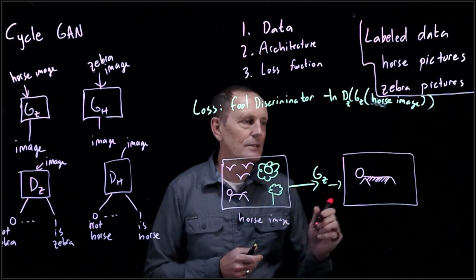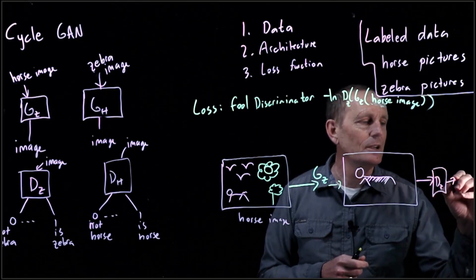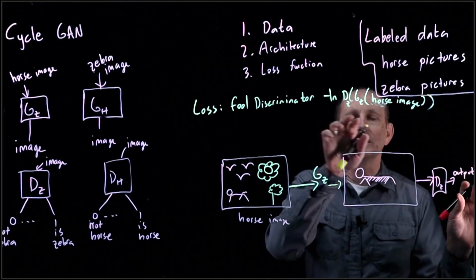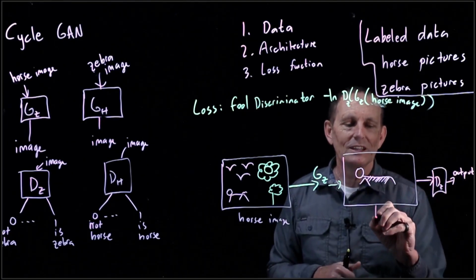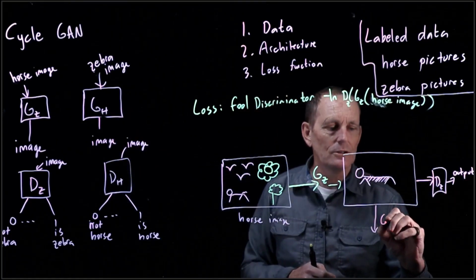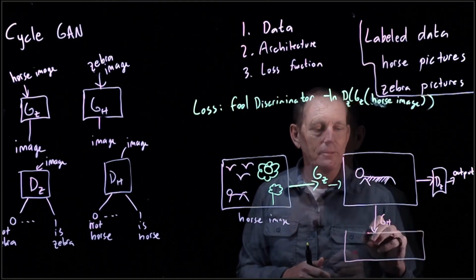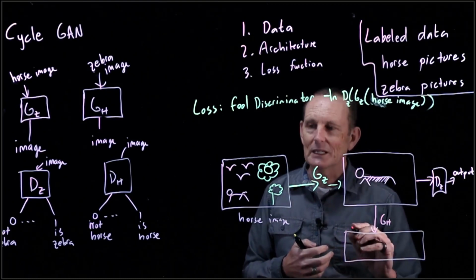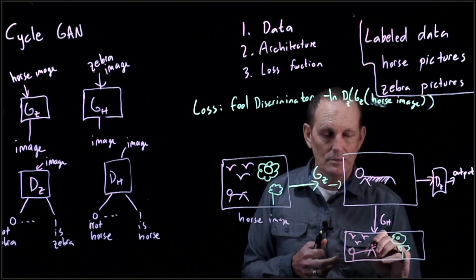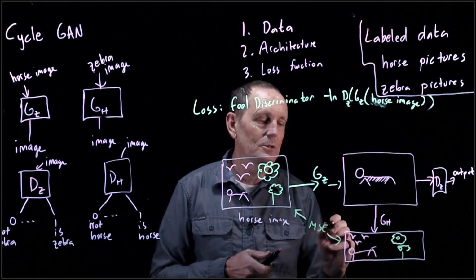We go ahead and we feed this into d sub z, and here we get some output. Our loss function will depend on this. That's this part here. We're also going to feed this zebra back into g sub h. And we're going to see what sort of an image do we get out of this. And our hope is we get an image that looks like the original. And then we do a mean squared error between these two.